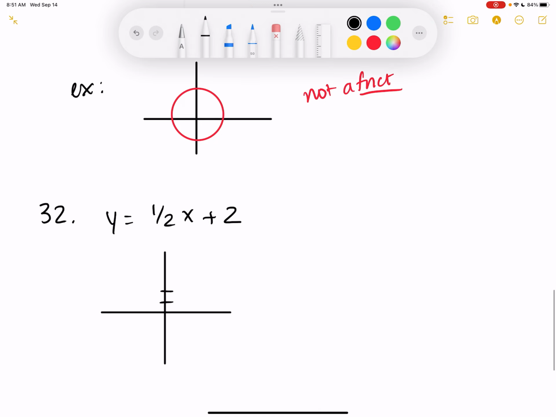So we start at 2, and then rise over run: up 1, right 2, up 1, right 2, and you can also go down 1, back 2, and then just connect your dots, and you graphed a line.